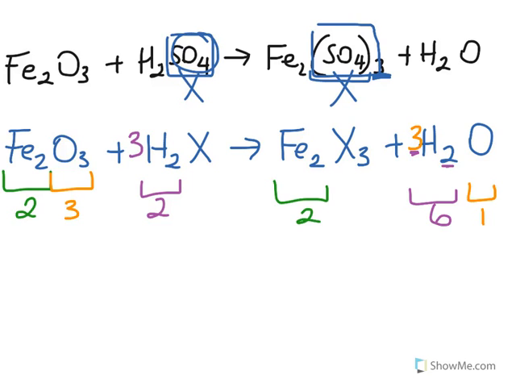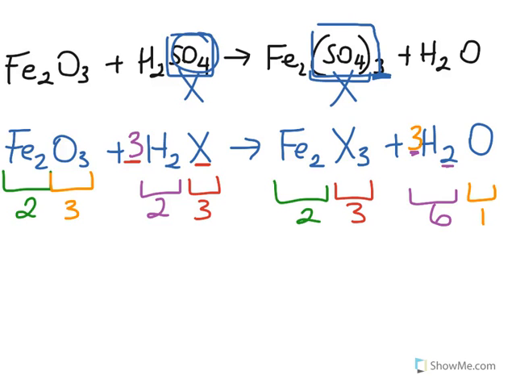Now let's have a look at the sulfate group. Okay, so with this X, it's 3 by 1. So on this side we have 3 sulfate groups, or 3 atom X's. And having a look on this side, nice and easy, 3. So we're balanced out. Now let's rewrite this equation how it should look.